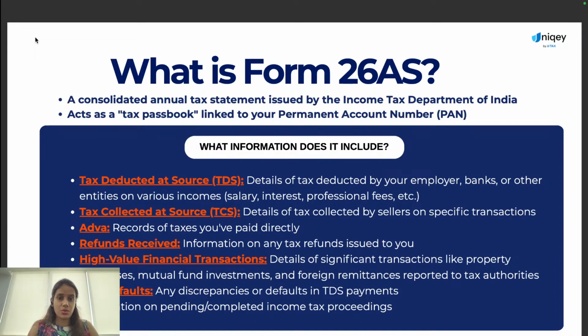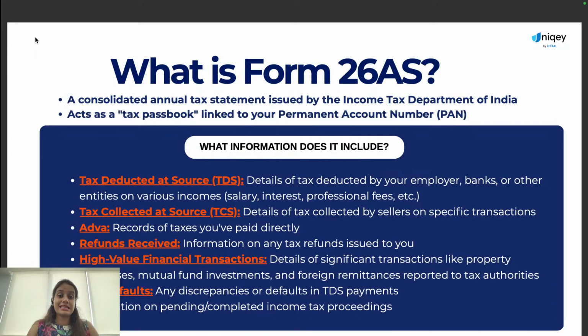TCS, tax collected at source. So details of tax collected at source by the seller of a specific transaction will also be mentioned in 26AS. If we have any kind of refunds from the department, that will also be mentioned in 26AS. If we have done any high value transactions in the financial year, those will also be mentioned, like mutual fund investments, foreign remittance, property purchase. These are generally called high value transactions in India.